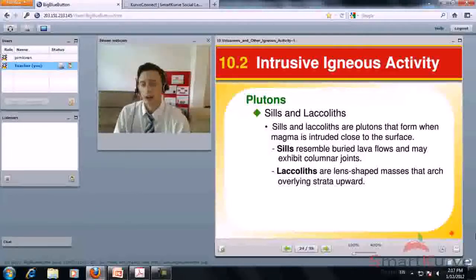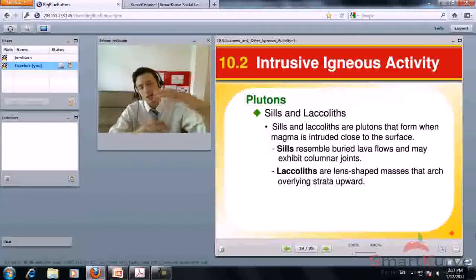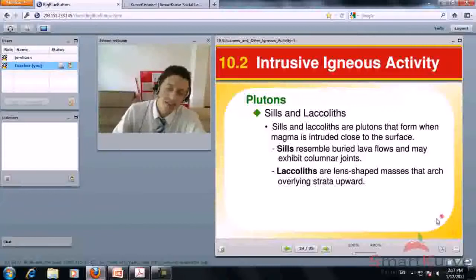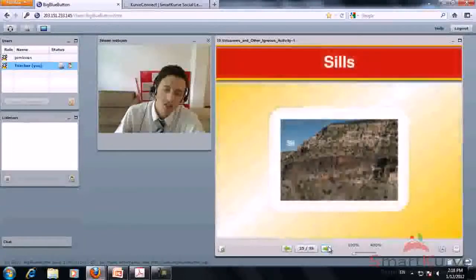Let's move on. Let's talk about different types of plutons. First, sills and laccoliths. They are plutons that form when magma is intruded very close to the surface. So there's not much earth on top of them, so the earth erodes away very quickly, and they are exposed very quickly. Sills resemble buried lava flows and may exhibit columnar joints. Laccoliths are lens-shaped masses that arch overlying strata upward.